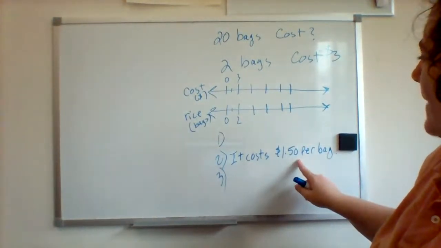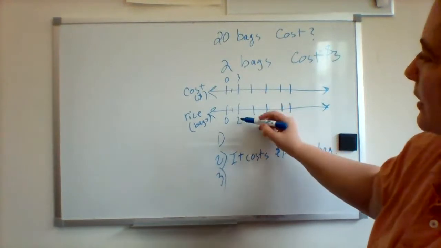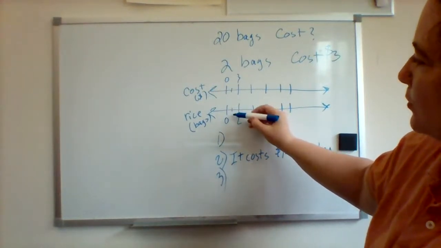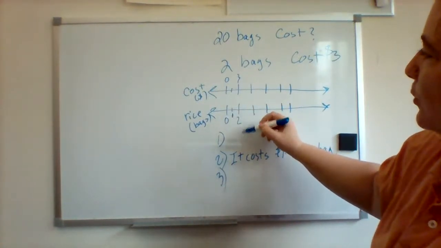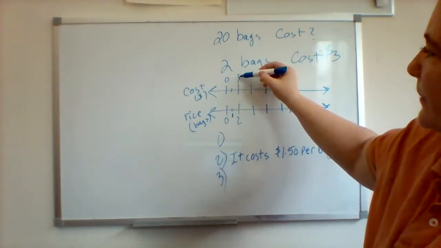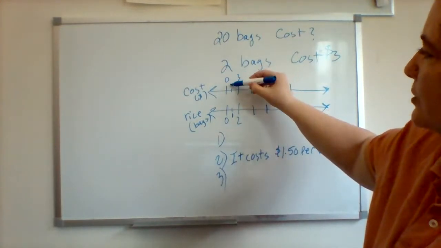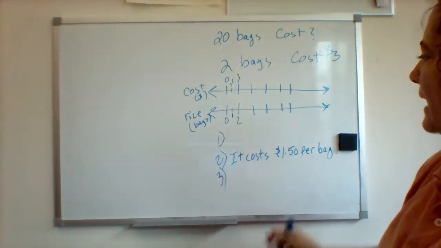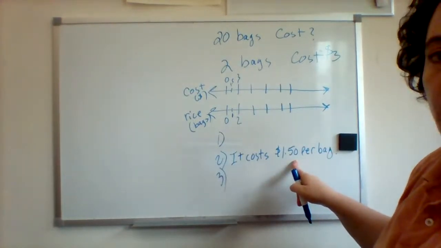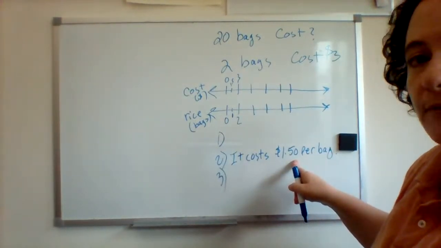And how did we know that per bag is $1.50? Well, 2 divided by 2 will give me 1, which means I have to do 3 divided by 2. And if I do 3 divided by 2, I get 1.5. And then this is where you make sense out of the 1.5. What does the 1.5 mean?